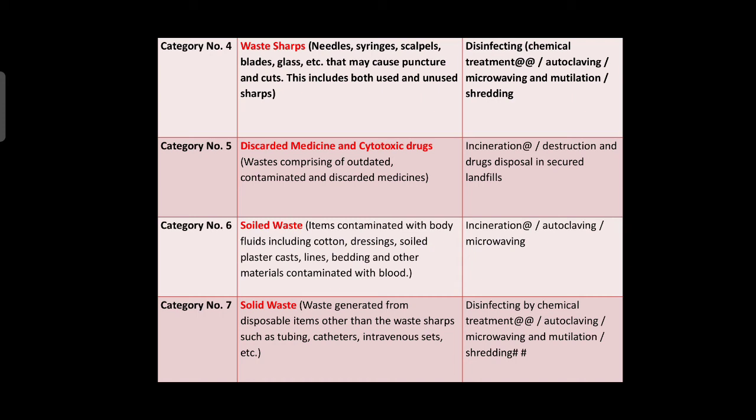The next category is solid waste: waste generated from disposable items other than the waste sharps, such as tubing, catheters and intravenous sets. How are they going to be disposed of? They are disinfected by chemical treatment, autoclaving, microwaving, and mutilation and shredding.